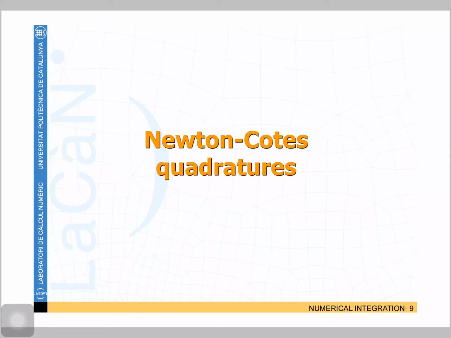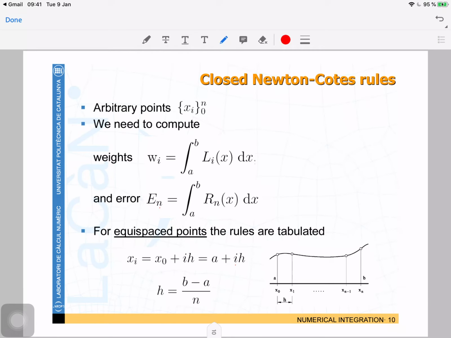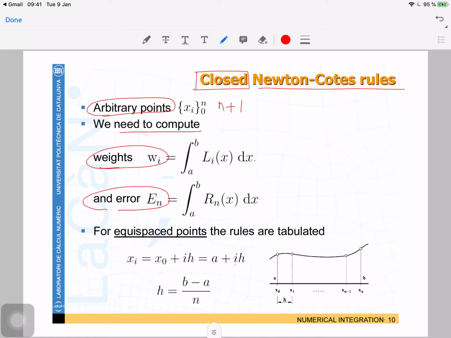Hi, in this video I will talk about Newton-Cotes quadratures. Let me start with closed Newton-Cotes rules. As we mentioned, for Newton-Cotes we can have arbitrary points. Here we choose n plus 1 points. And to start we need to compute the weights W and the error E.